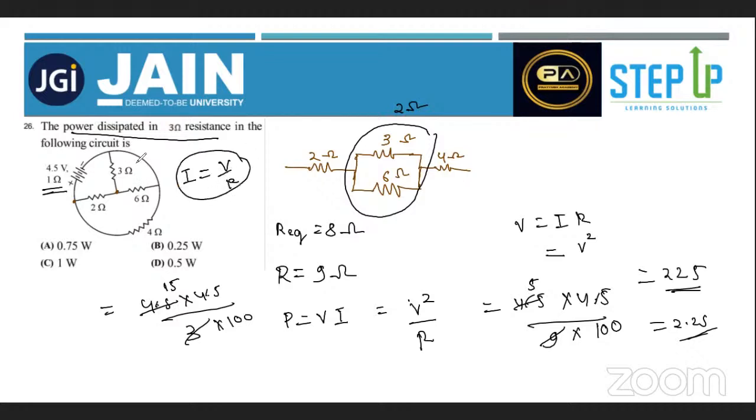Sir, don't you think that the circuit you have drawn has a mistake? Because the 4 ohm resistance is, I think, in parallel with this whole circuit, the 2 ohm and the resultant of 3.